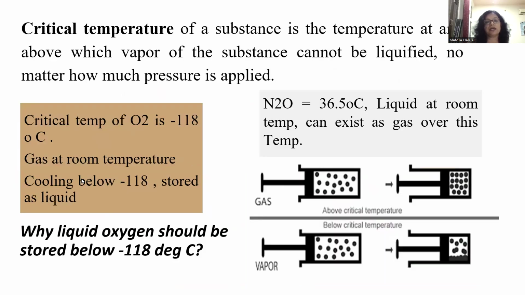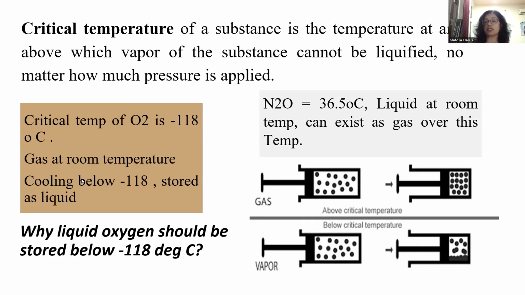Now, critical temperature is the physical principle which will tell you why some gases can be liquefied and why some cannot. It is basically the temperature of a substance at and above which vapor of the substance cannot be liquefied no matter how much pressure is applied. So if this line is your critical temperature, you can see that we are applying pressure, but there's only gas formation. No liquefaction is happening.